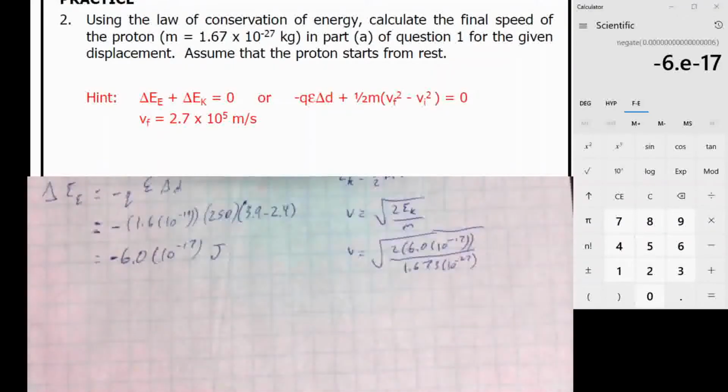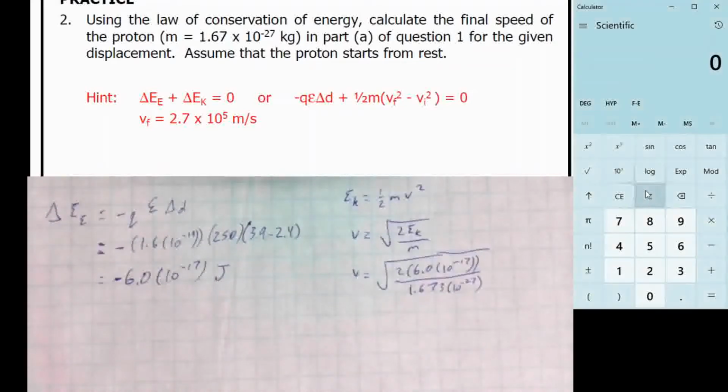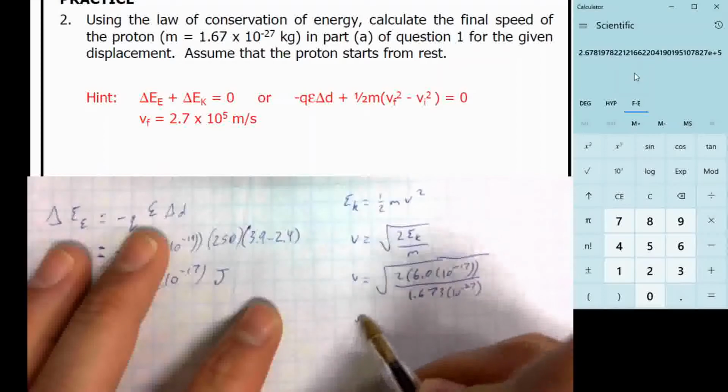So putting this into our equation, I'm going to get the square root, so I'll put this in brackets. So 2 times 6 times 10 to the power of negative 17, divided by 1.673 times 10 to the negative 27. I'm going to close the brackets, raise this to 0.5, and what I end up with, I'll switch this to scientific notation.